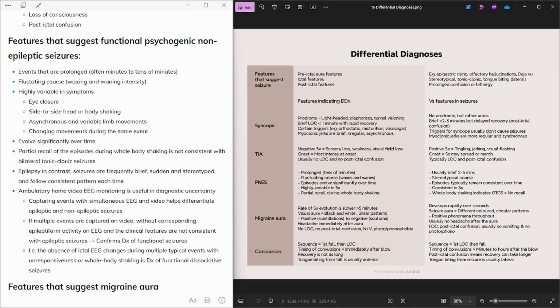What about psychogenic non-epileptic seizures, or pseudo-seizures, or functional seizures?